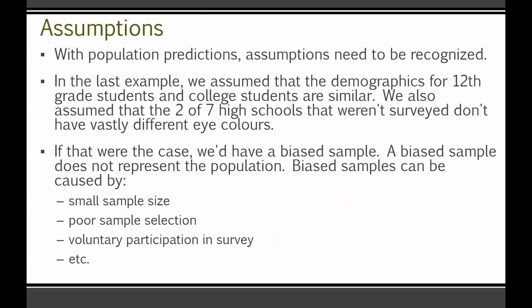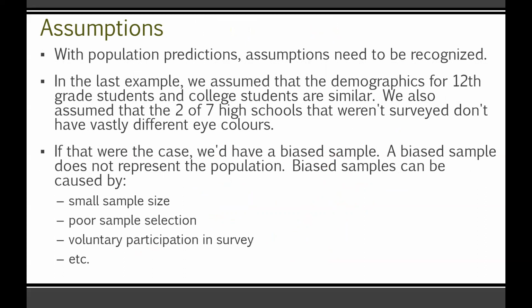In the last example, we assumed that the demographics for 12th grade students and college students are similar. We also assumed that the 2 of the 7 high schools that weren't surveyed don't have vastly different eye colors. I forgot to mention that. That is actually a really good point. If that were the case, we would have a biased sample. A biased sample does not represent the population.